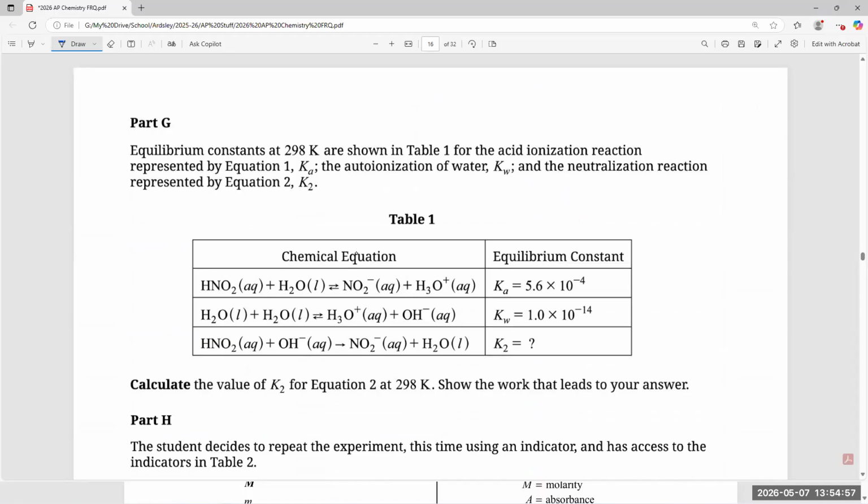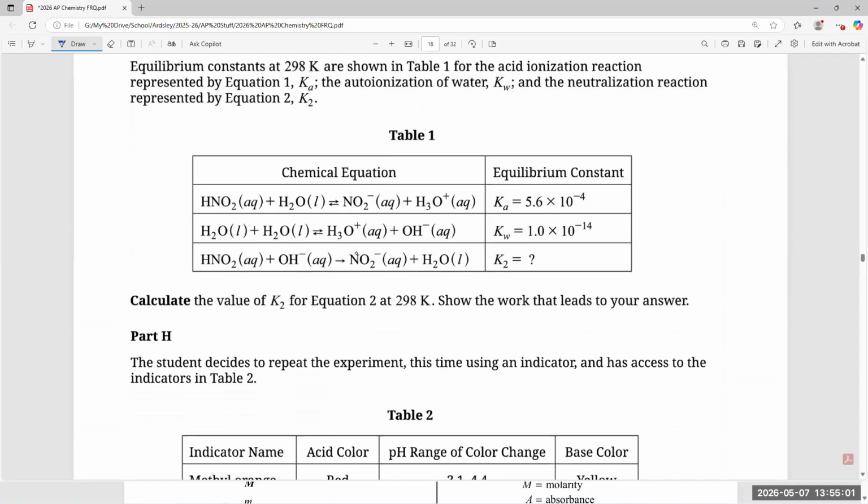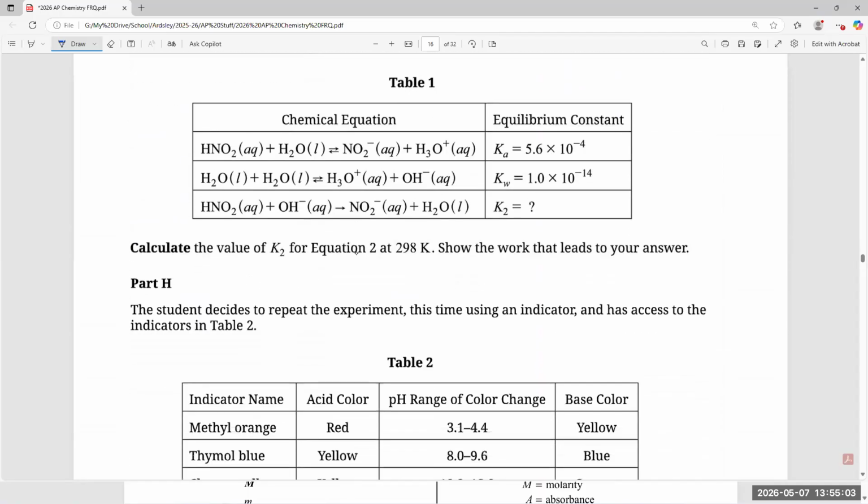The auto-ionization of water, Kw, and the neutralization reaction. Okay, calculate the value of K2 for the equation at 298 kelvins. All right, so let's take a look. This is easy, right? This is essentially asking if you know how the equilibrium responds when you manipulate the equilibrium equations. So what do we know?